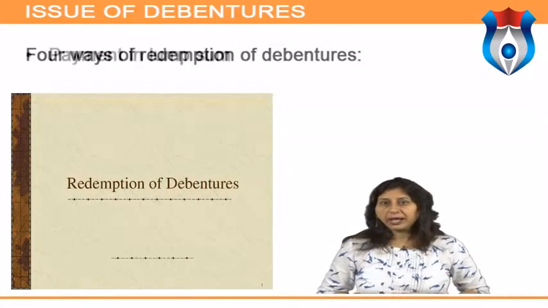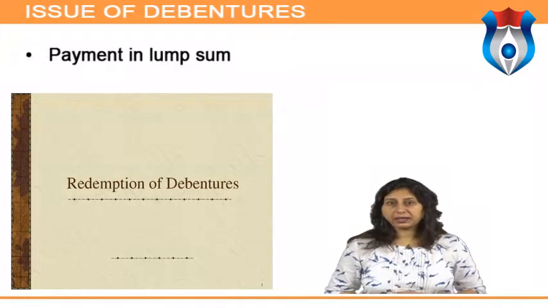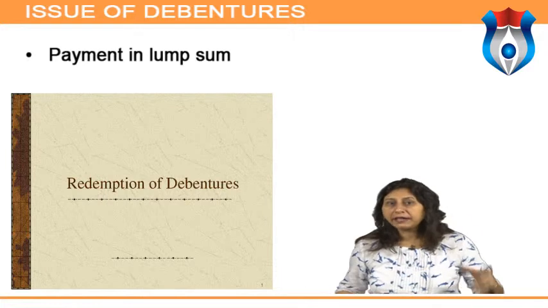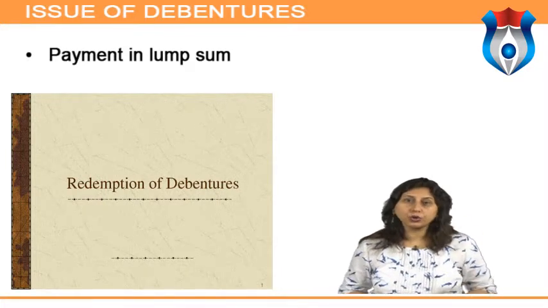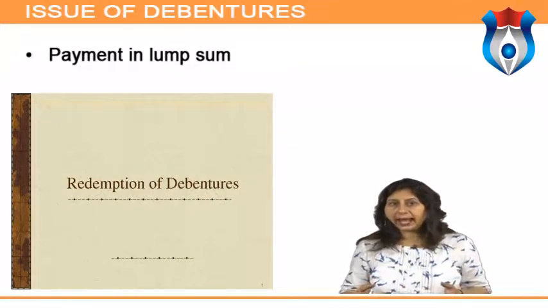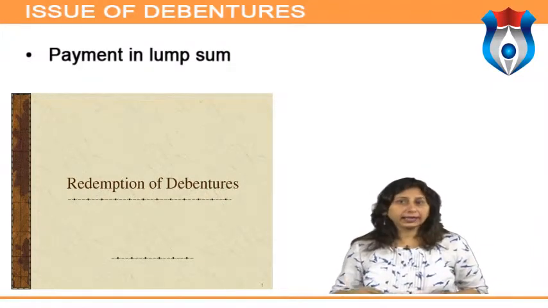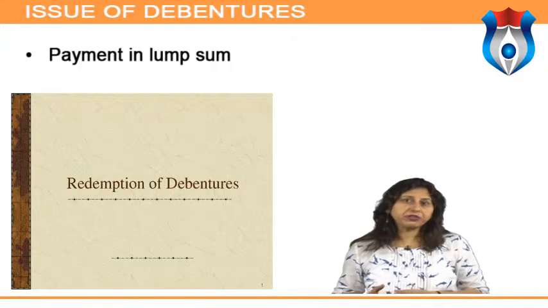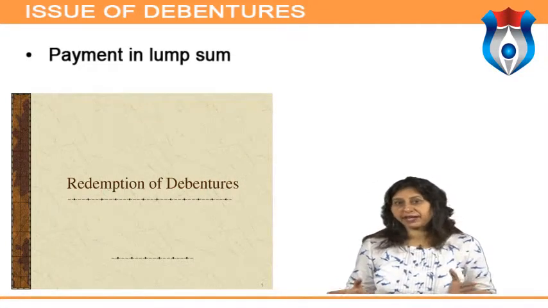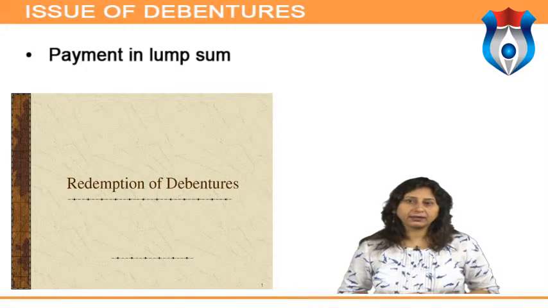These are payment in lump sum. The company redeems the debentures by paying the whole amount in one lump sum to the debenture holder at the expiry of the agreed time, or earlier at the option of the company. In this case, the time of repayment is known in advance and the company can plan its financial resources accordingly.